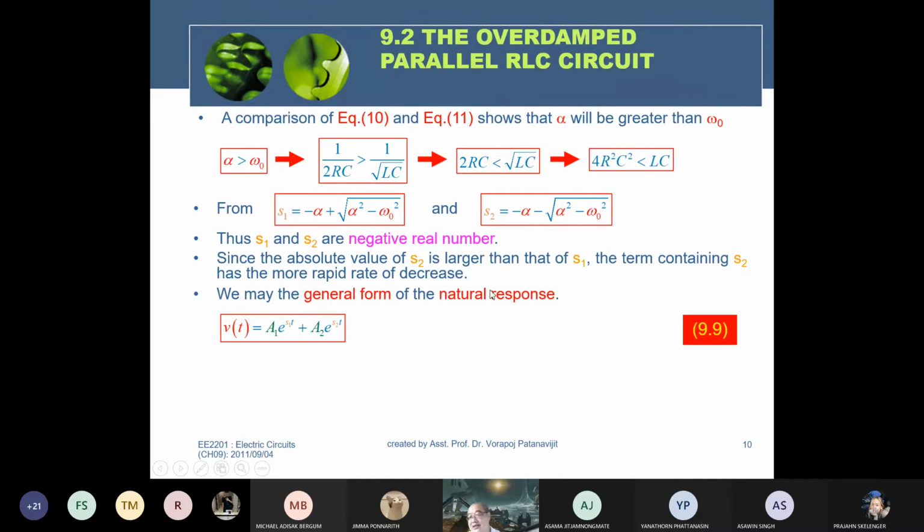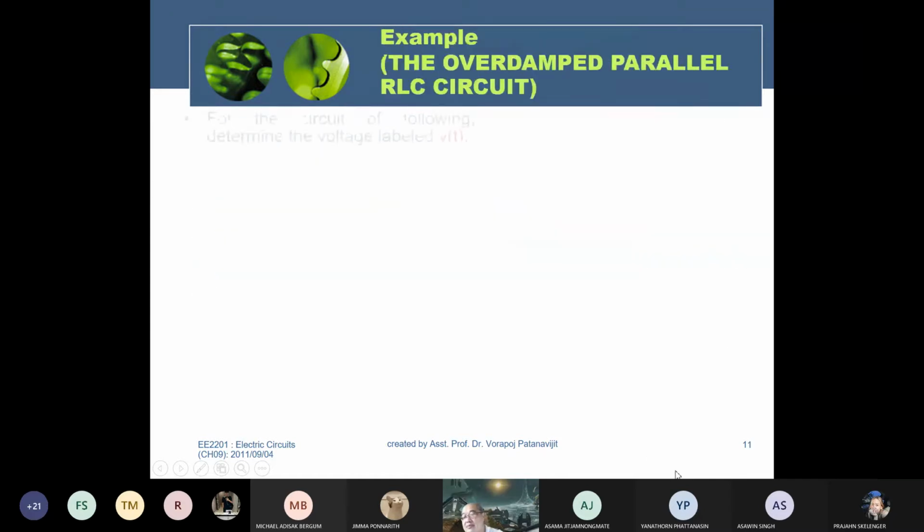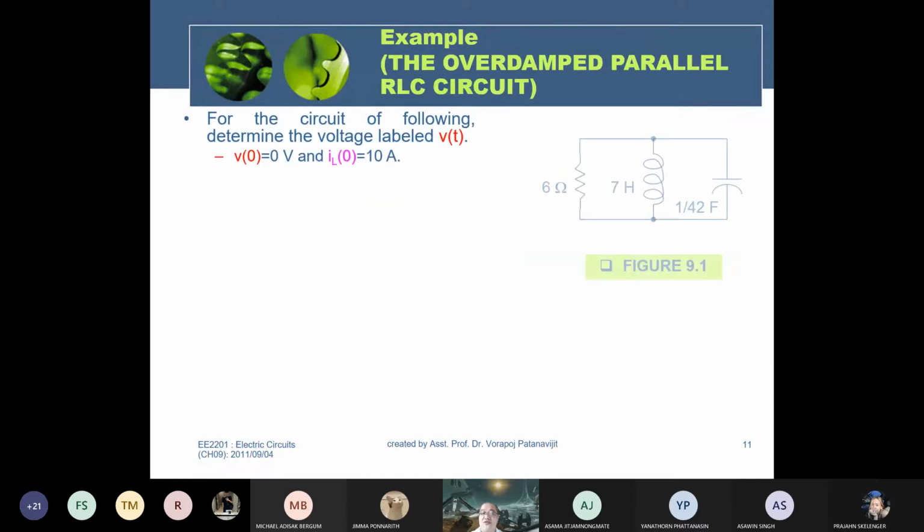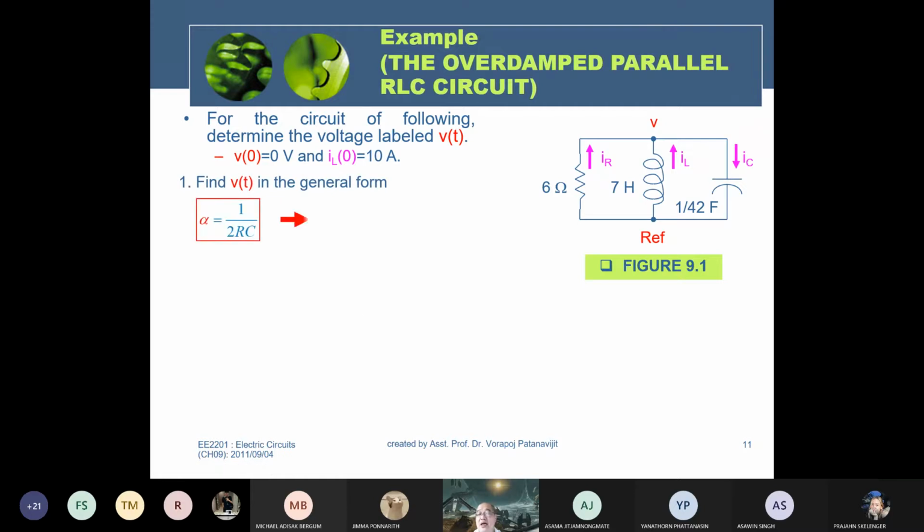In order to give you a better understanding of the overdamped case, I will provide an example first. For the circuit in the following figure, determine the voltage V, assuming the two initial conditions V0 equal to 0 and IL0 equal to 10. V means VC. In fact, even though VR, VL, and VC are equal, we frequently refer to it as VC. Determine the capacitor voltage first.